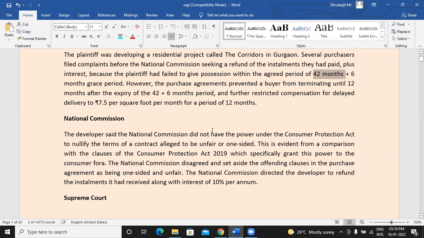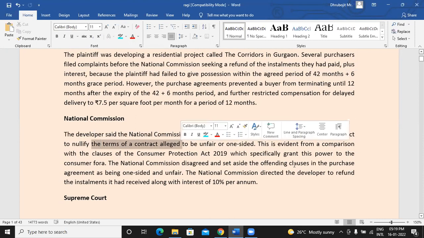Like Consumer Protection Act, there are some changes made right now, but it was filed in the National Commission, because this amount is 1 crore or above, right? So this person went to the National Commission. The developer said that the National Commission did not have power under the Consumer Protection Act to nullify terms of the condition.